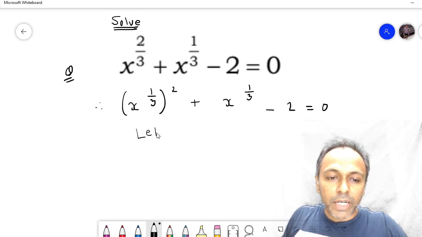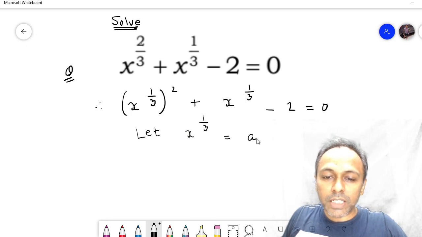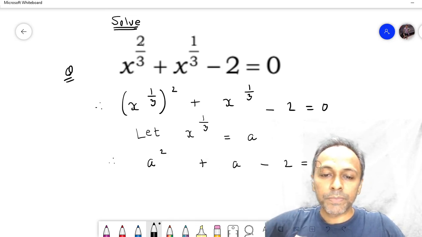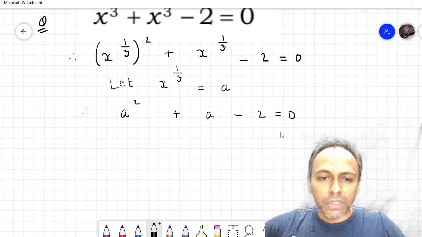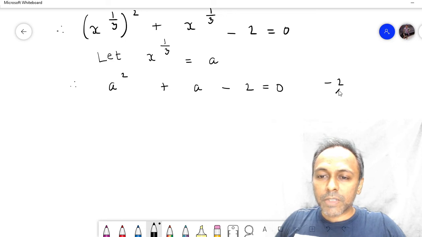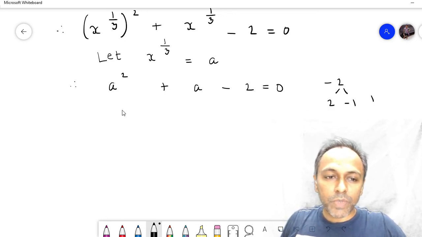This has given you now an idea that if you assume x raised to 1 upon 3 as a, then our question will become a quadratic in a: a square plus a minus 2 equal to 0. This we can factorize by splitting the middle term. So correct factors will be 2 and minus 1.